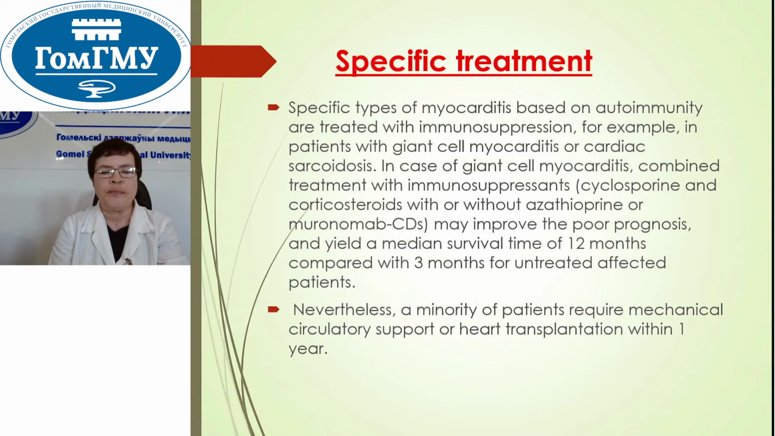In case of giant cell myocarditis, combined treatment with immunosuppressants such as cyclosporine and corticosteroids with or without azathioprine may improve the poor prognosis and yield a median survival time of 12 months compared with 3 months for untreated affected patients.